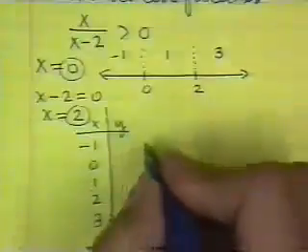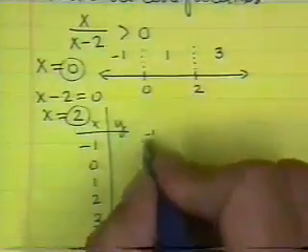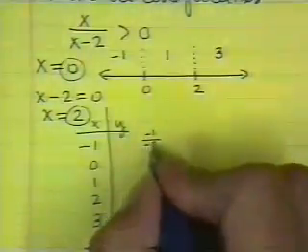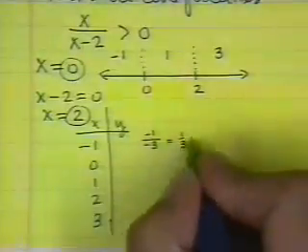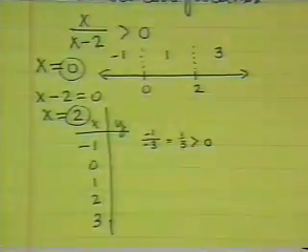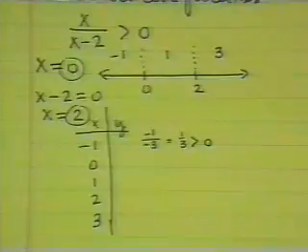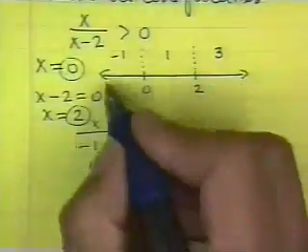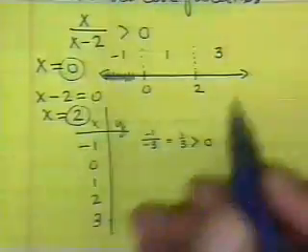Okay, the -1 first. We're going to end up with -1 over -1 minus 2. That's -3. That's a positive 1/3. Is positive 1/3 greater than 0? Is that true or false? That's correct. That's true. So we want to shade that region.